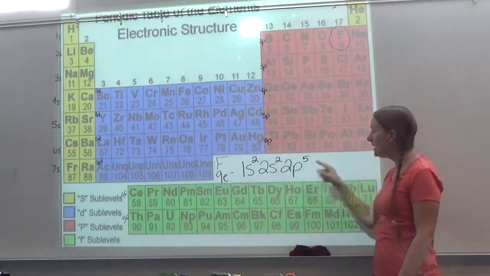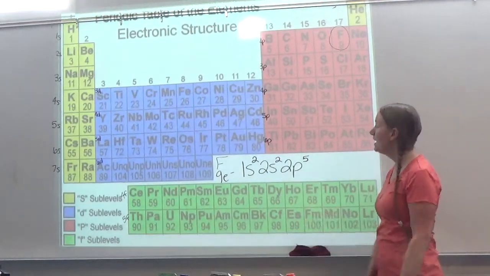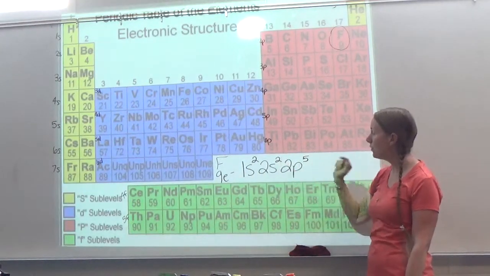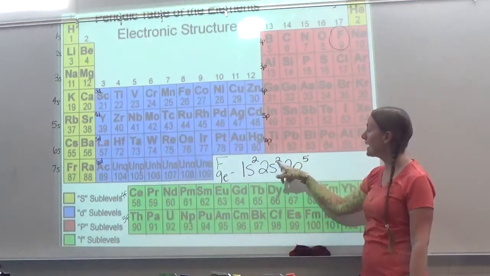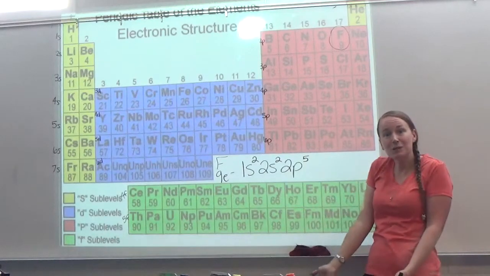That's it. You can't even mess up with Hund's rule on this one because I can't see what orbital you put it in. And so then you just check your answer. I need 9 electrons, so I have 2, 4, and then 4 plus 5 is 9. So to check your answer for this, you just add up your powers and make sure it's the same as your atomic number. So see, it's super easy.